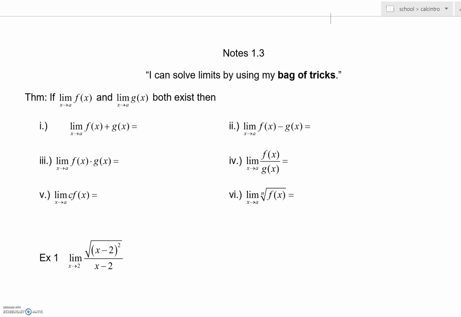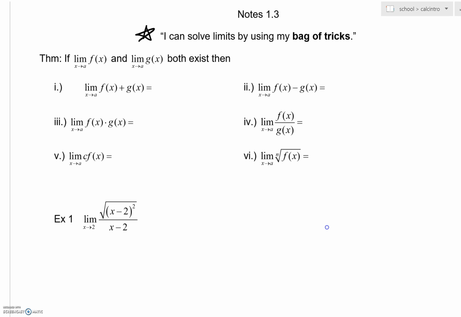Okay, AMA, we're really introducing calculus. We've got notes on 1.3. First of all, the big learning target is I can solve limits by using my bag of tricks, a lot of algebraic methods to help us. Lots of review from yesterday too and the past few days.